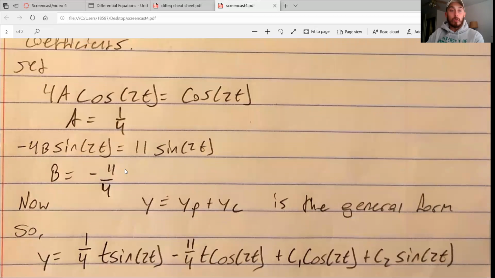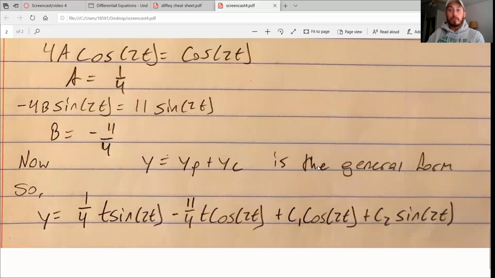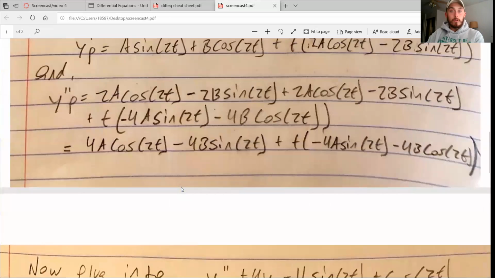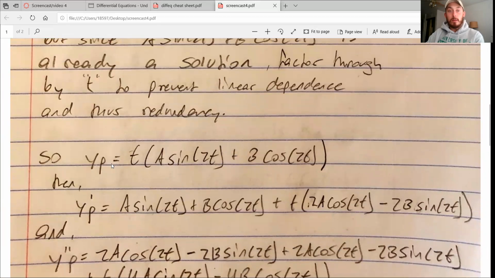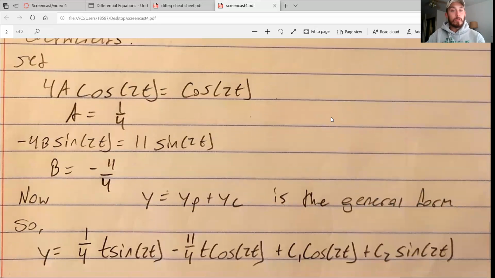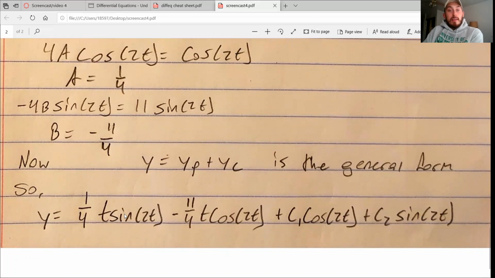So we figured out what these coefficients were, and now the general form of our solution was yp plus yc. Well, we had yc, that was c1 cosine of 2t plus c2 sine of 2t. Our yp is now back to our general form of what we wanted yp to be. It was t times a sine of 2t, right? It was factored up by t from some arbitrary constants of our original g of t on the right hand side of the equation. Well, now it's 1/4 t sine of 2t minus 11/4 t cosine of 2t.